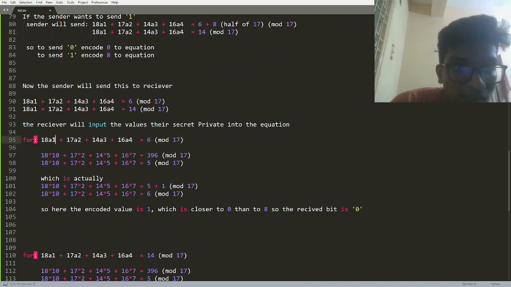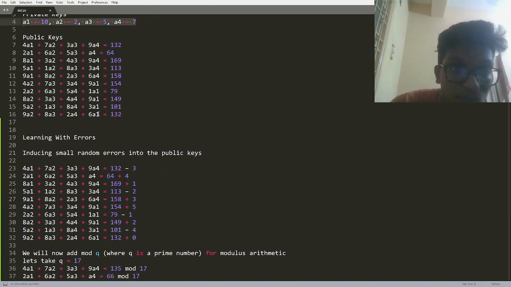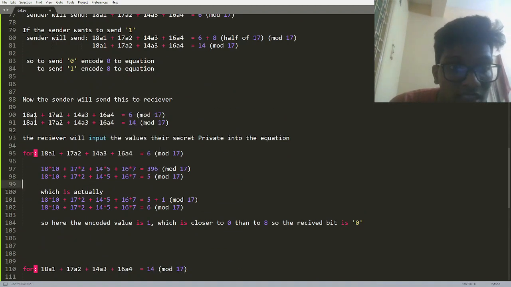So for A1, A2, A3, A4, these are my private keys. I will input these values into the equation I received from the sender. By inputting this value, I got some value. Then naturally we will add mod q. Then this is our final answer.